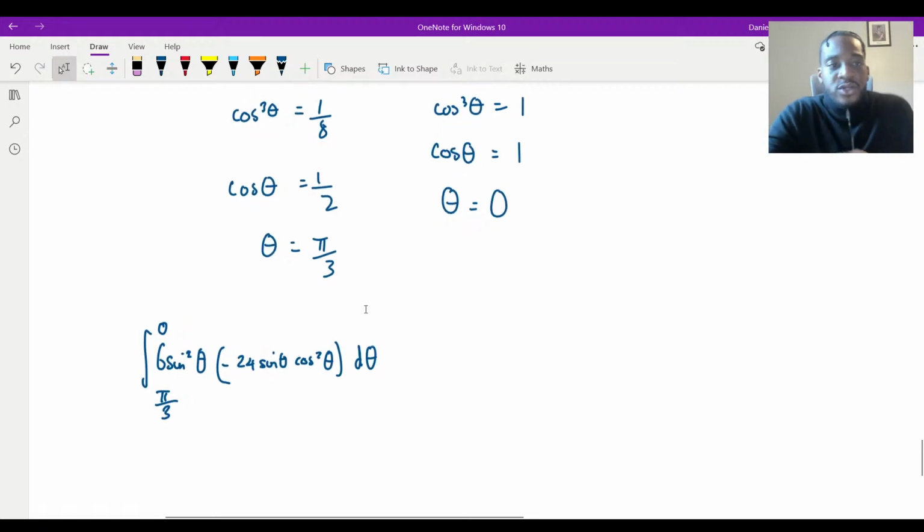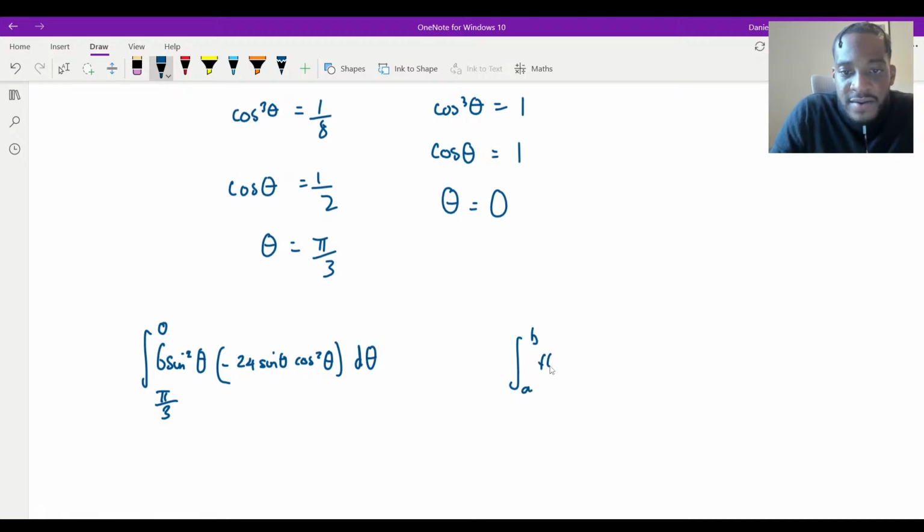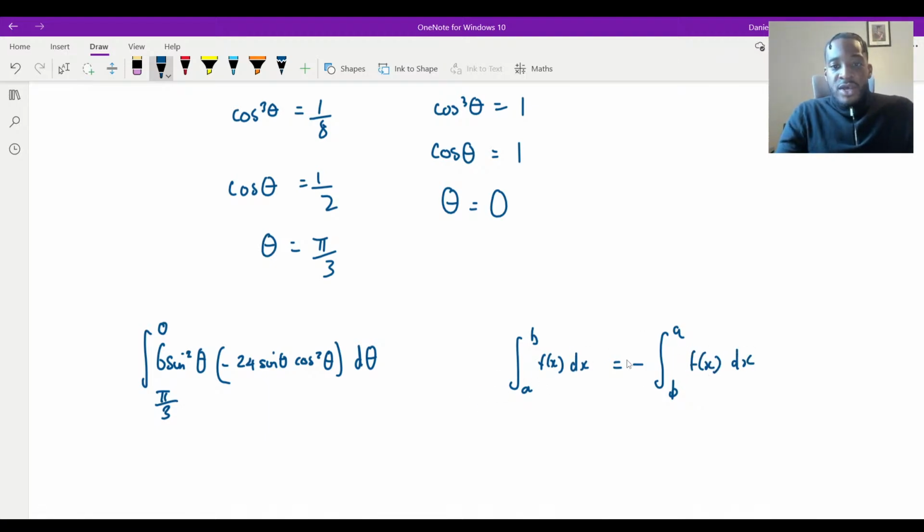If you have an integral between a and b of f of x dx, then this is just equal to minus the integral between b and a. You don't need to prove this or anything, you just need to remember it. If you've got a negative and the limits are reversed, you can take off the negative and flip the limits. Please remember that, just in case that comes up.